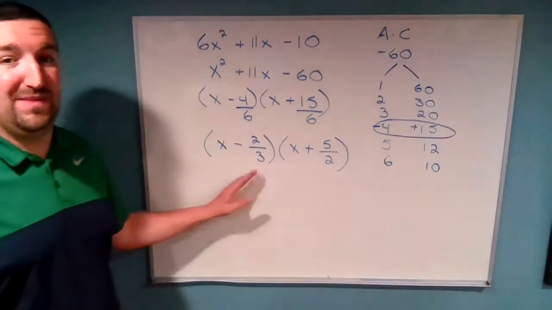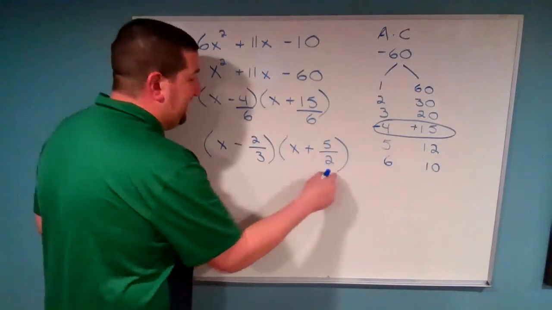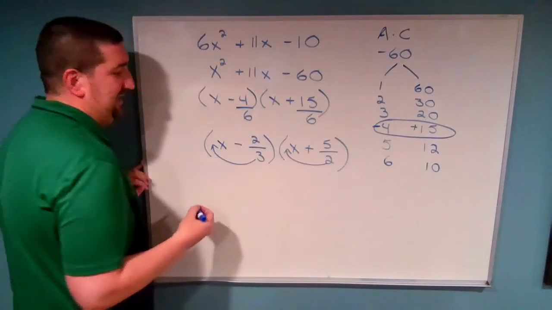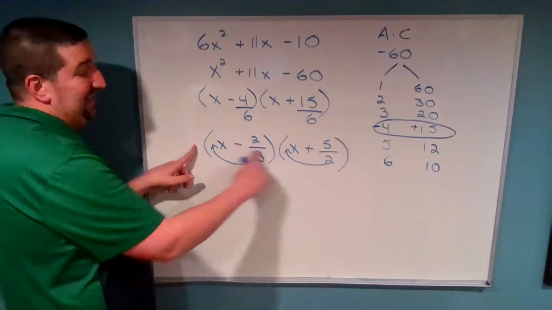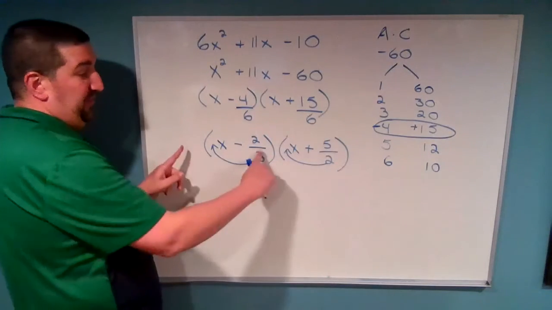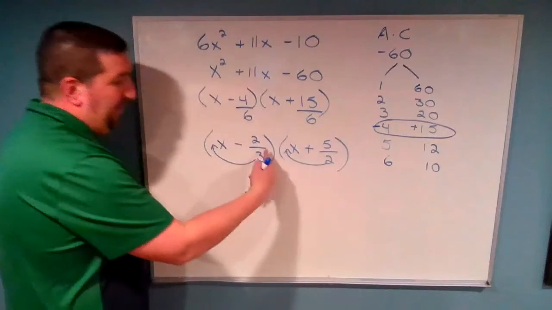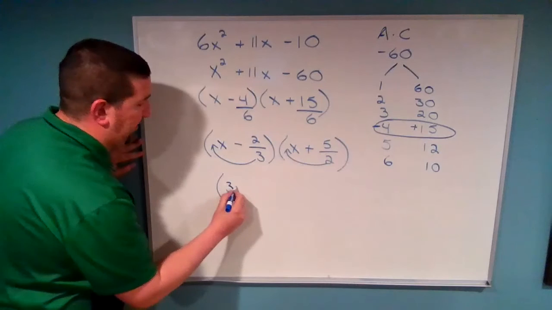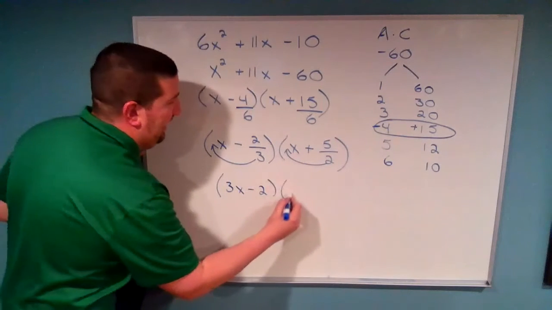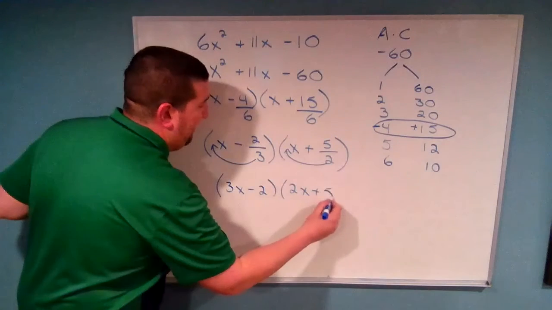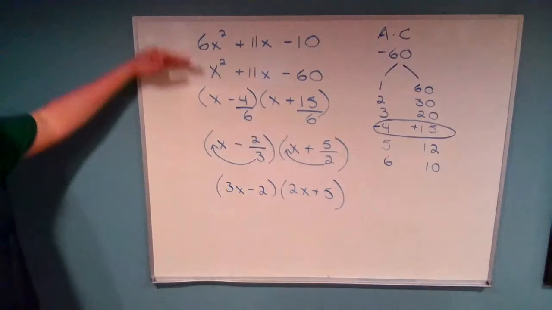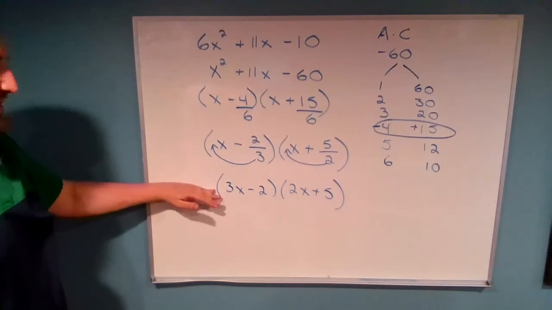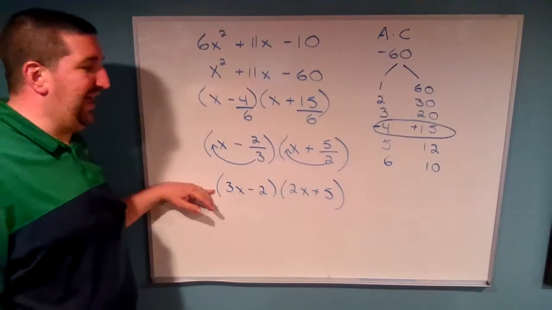So what do I do with my denominators when I have a fraction left? I take the denominator and I put it in front of the x. That's the same thing as multiplying this entire binomial by 3 and this by 2. But for simplicity, just put it in front of the x. So this would be 3x minus 2 and 2x plus 5. So 6x squared plus 11x minus 10 factors to be 3x minus 2 times 2x plus 5.